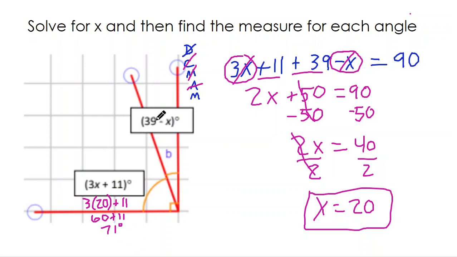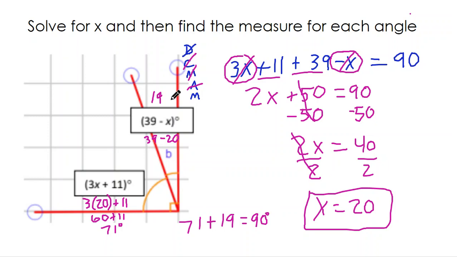This one up here, it says 39 minus x, so I could write 39 minus 20, because I know 20 is x now, and 39 minus 20 would be 19. So this one would be 19. All right, and I can check my work because I know that these should equal 90. If I do 71 plus 19, that gives me 90. So I know I got it right.